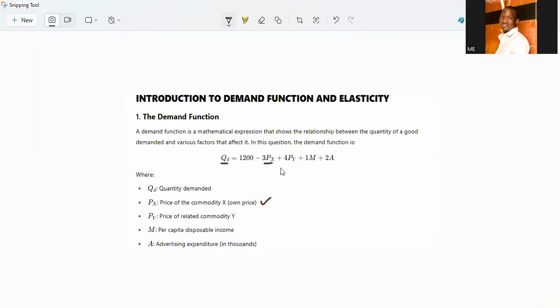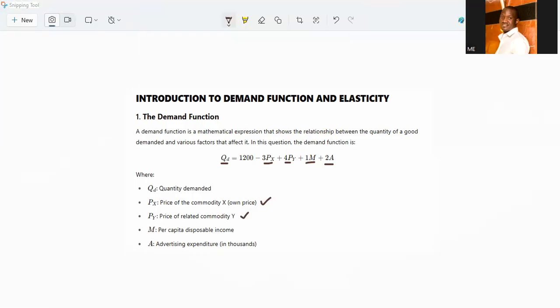The other factor that affects elasticity is price of a related good. So price of a related good, this is cross price elasticity. So this is good X and good Y. We also have income as another factor that affects elasticity. The higher the income, the more you are going to demand of a particular good. The other factor is advertising expenditure. So these are important elements that you should know that affect demand.